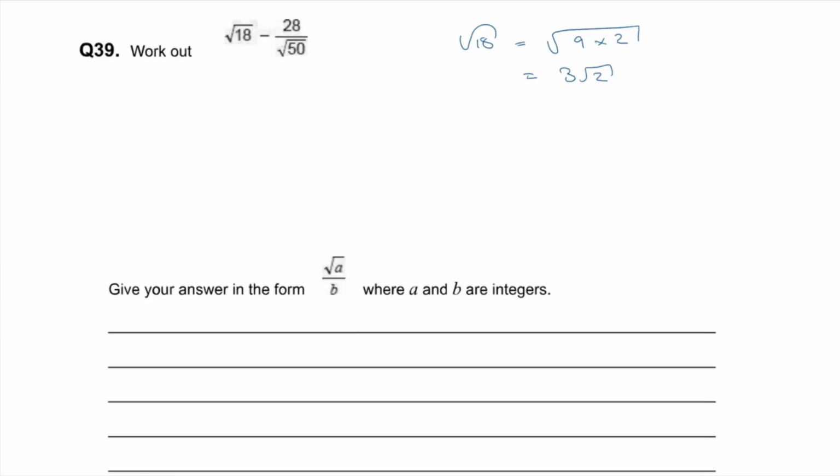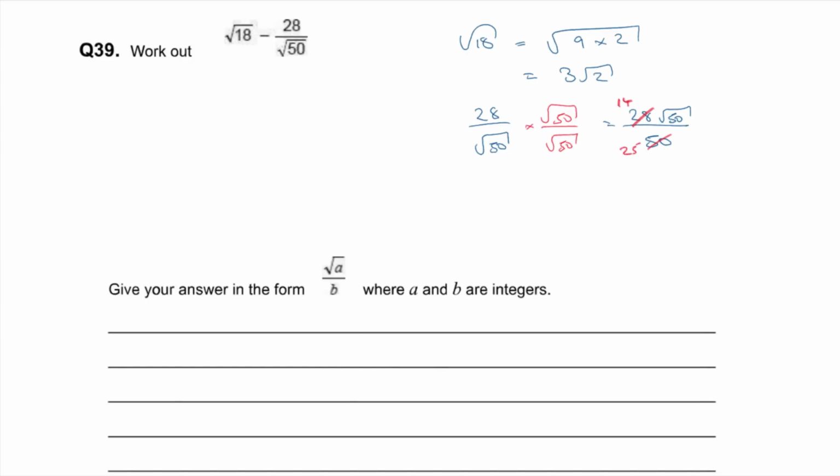We simplified that part. Now let's see if we can simplify the 28 over root 50. Now doing the same thing as with the last question, multiplying top and bottom through by root 50. So that's going to rationalize your denominator. Root 50 times root 50 is 50, and that's going to give me 28 root 50 on the top. Now root 50 might also simplify. I can certainly divide 28 and 50 by 2. That's going to give me 14 over 25, isn't it? 14 and 25, I've divided both by 2.